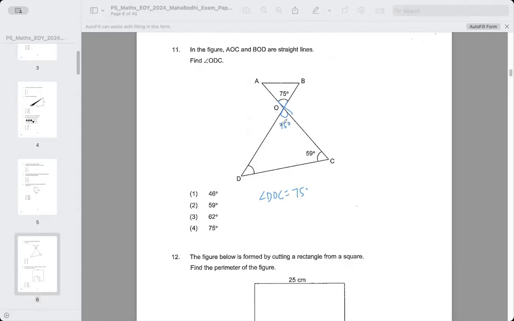Now I can find my angle ODC already because this shape here is a triangle. The angles in a triangle always add up to 180. Since I have two of the angles, I can just take 180 minus these two angles, and I'll get the last angle, which is what the question is looking for. So angle ODC will be 180 degrees minus 75 degrees minus 59 degrees. This one you do your working, and then you will get your answer, 46 degrees. So the answer will be option 1. This one should be pretty straightforward. Okay, then we can move on.